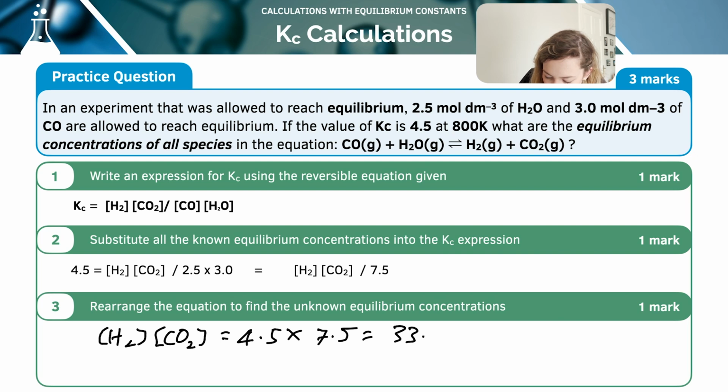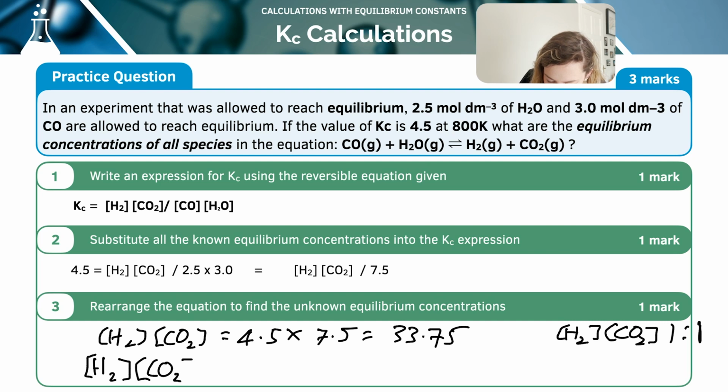So that is equal to 33.75. Okay, so what else can we say here? Well, the molar ratio of H2 to CO2 is 1:1. So that's relevant. Therefore, H2 times CO2 is going to be the square root. Okay, so they're a 1:1 ratio.